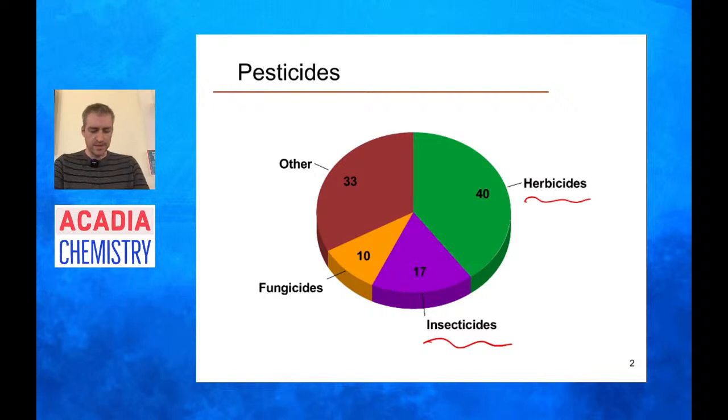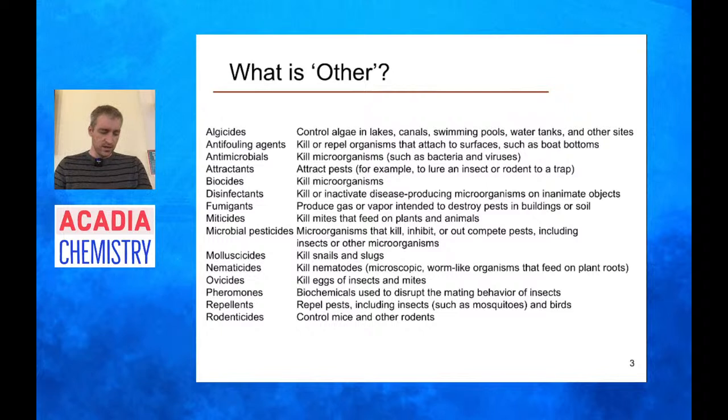Fungicides is 10%, and then other is 33%. Other includes a whole bunch of different things, whether you want to kill algae or mites or antimicrobials or mollusks or birds or whatever. They're all different things that you may want to target.